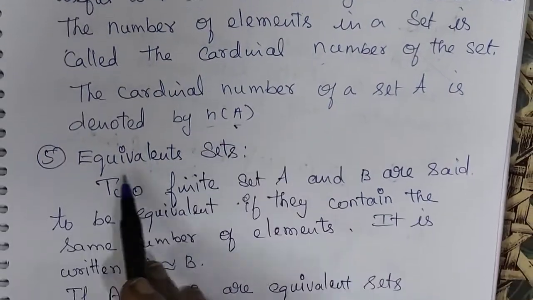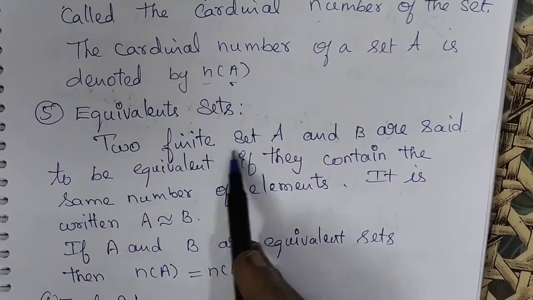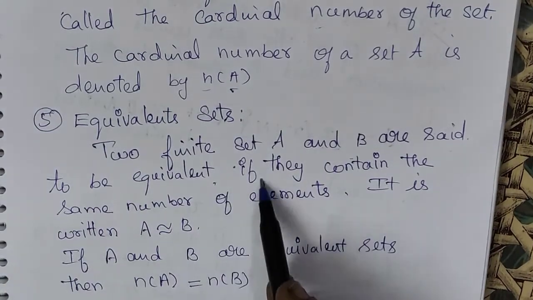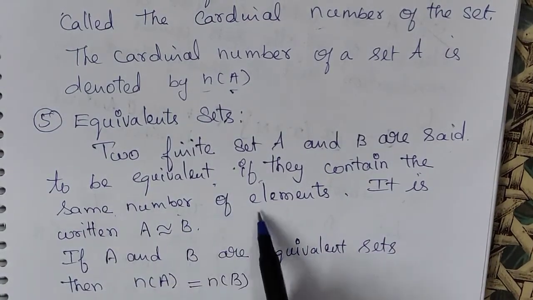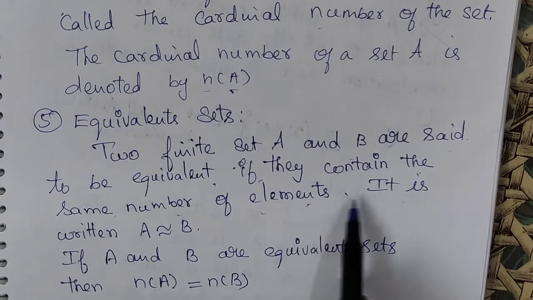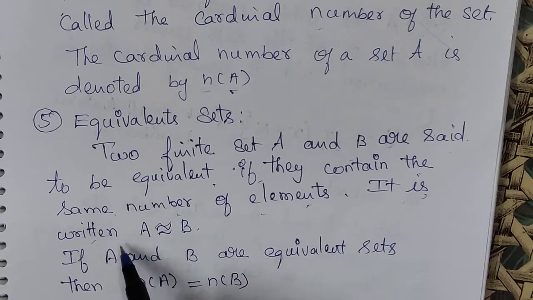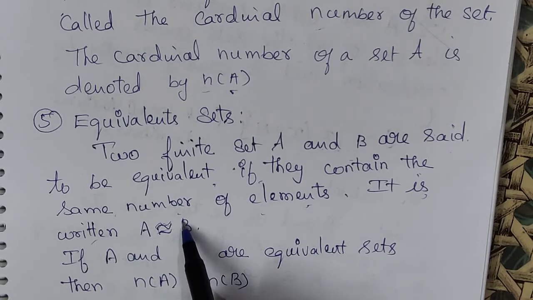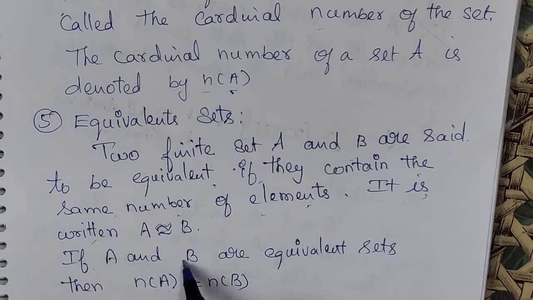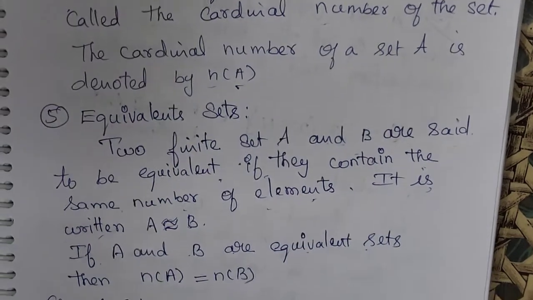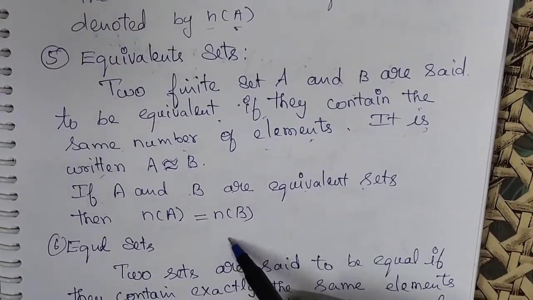Now equivalent sets. Two finite sets A and B are said to be equivalent if they contain the same number of elements. It is written as A equivalent to B. We read this as A is equivalent to B. If A and B are equivalent sets, then n of A equals n of B.